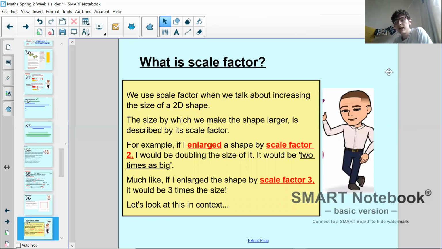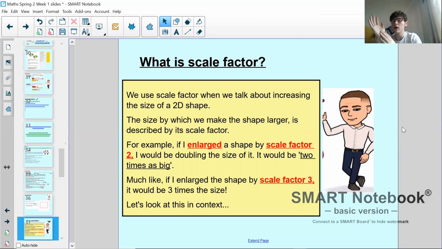So what is scale factor? We use scale factor when we talk about increasing the size of a shape. So changing the size of a shape, a 2D shape to be specific. The size by which we make this shape larger is described by its scale factor.